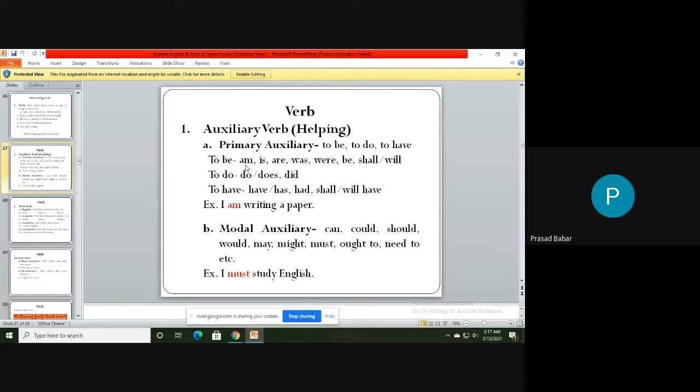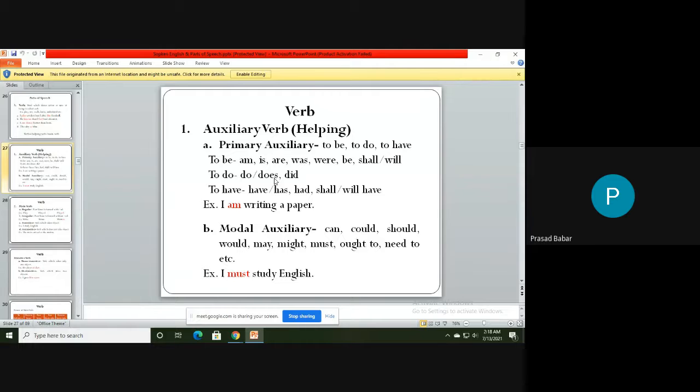The verbs which come under the to be type are am, is, are, was, were, shall, will. These verbs come under the to be type. Then which come under the to do type? Those are do, does, did, the three which come under the to do type.